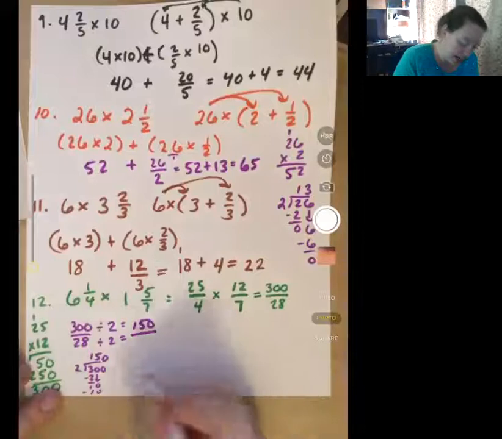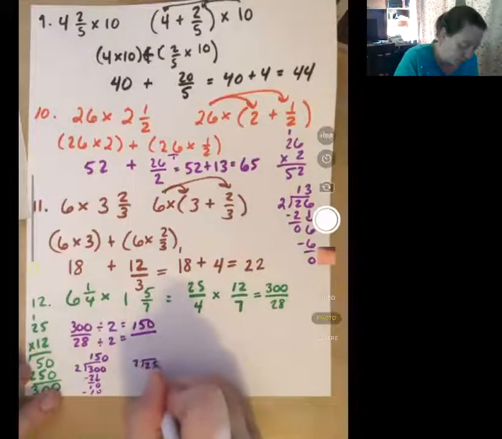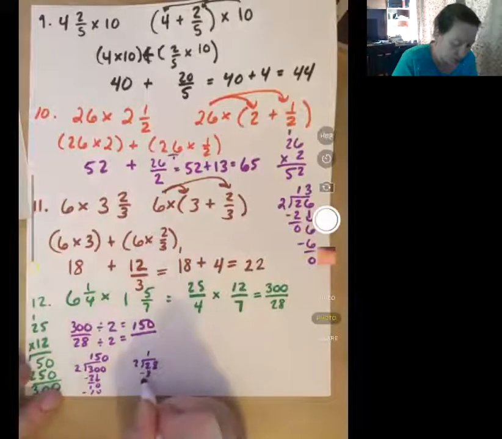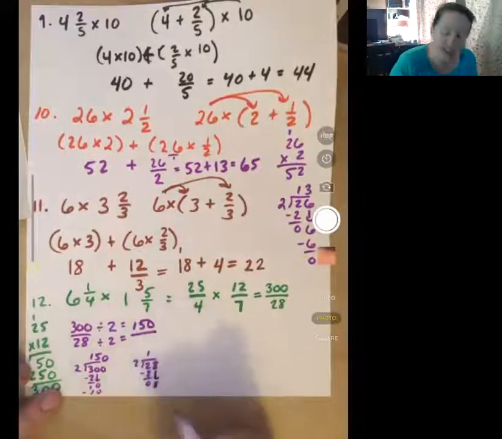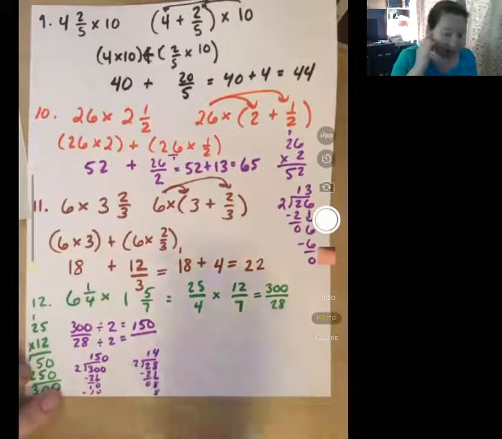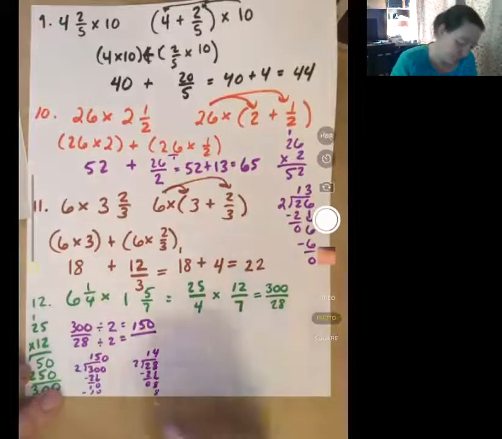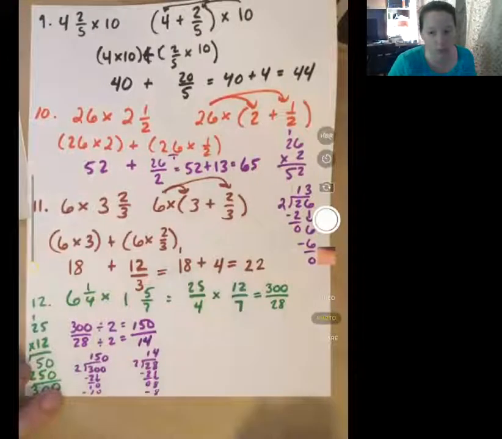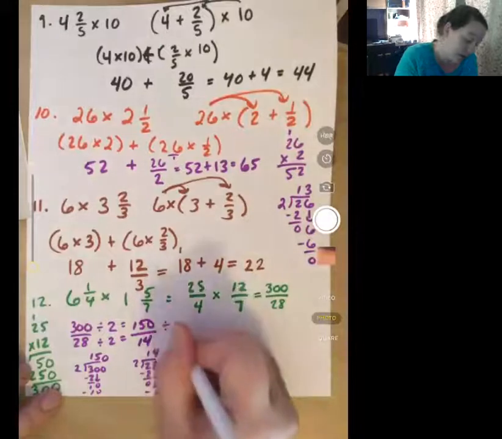2 into 28. 2 goes into 2 one time. That'll bring us down to a 0, bring down the 8. 2 goes into 8 4 times, because 4 times 2 is 8. That brings us down to 0 again. So it is 150 over 14. Those are both still even numbers, so we can still take more out. Let's take out another 2.